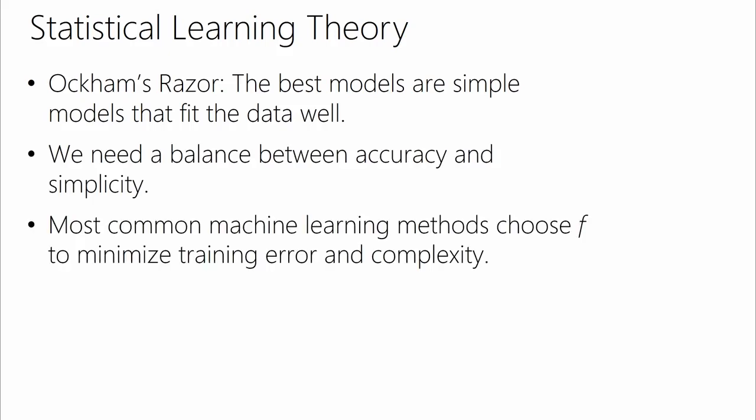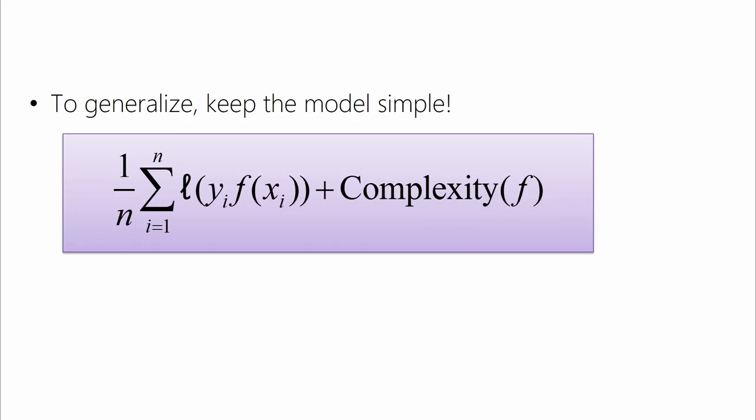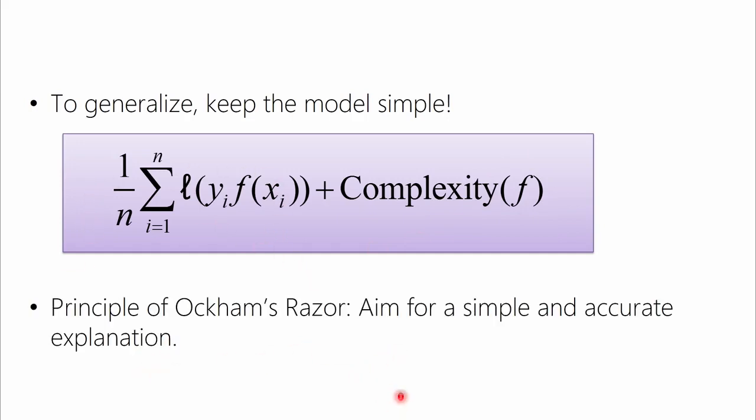Okay, so the most common machine learning methods choose their function f to minimize training error and model complexity, which aims to thwart the curse of dimensionality. The curse of dimensionality is that we tend to overfit when we have a lot of features and not as much data. Data needs to increase exponentially with the number of features in order not to have this issue with overfitting. So we're going to choose a model that's both simple, right, low complexity, and has low training error. And this exactly is the principle of Occam's razor.